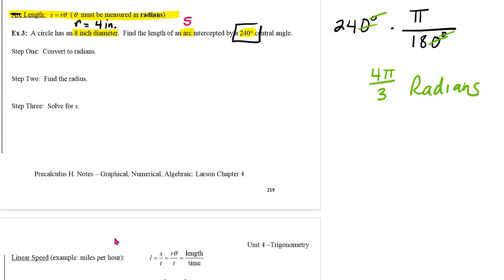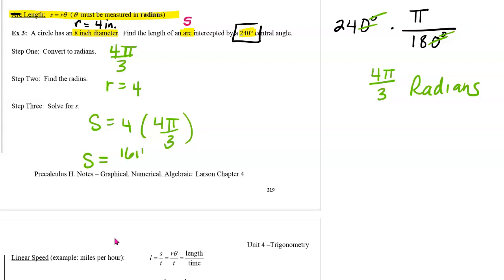So now we are ready to convert to radians. So we did that. 240 degrees is 4 pi over 3. We're going to find the radius. The radius is equal to 4, and then we're going to solve for s. So s is equal to r times theta, 4 pi over 3. And so s is the arc length, and it's equal to 16 pi over 3, and the units are in inches. And there you go.